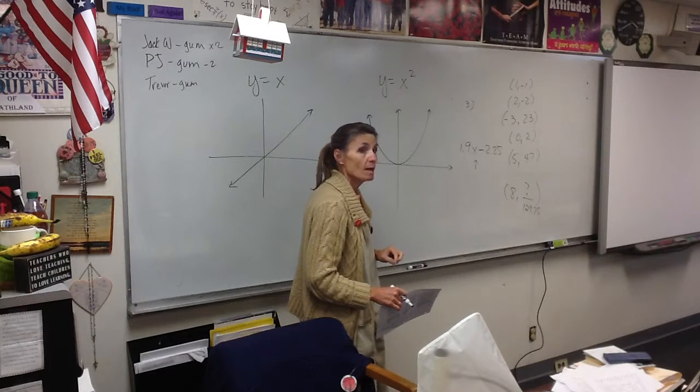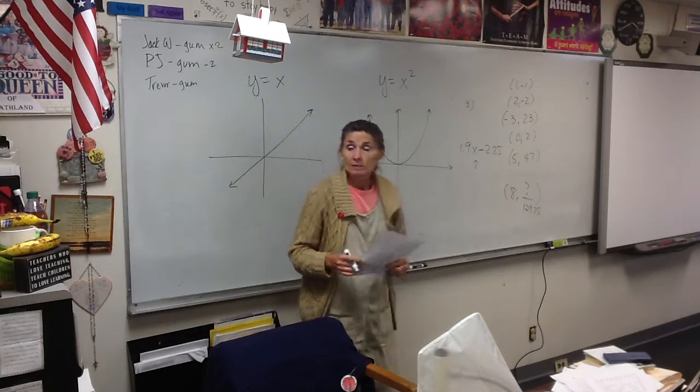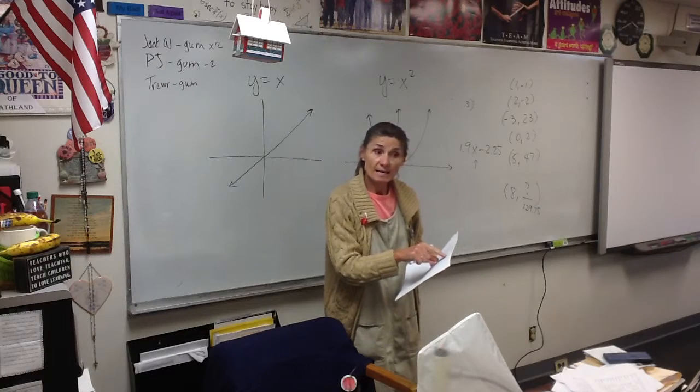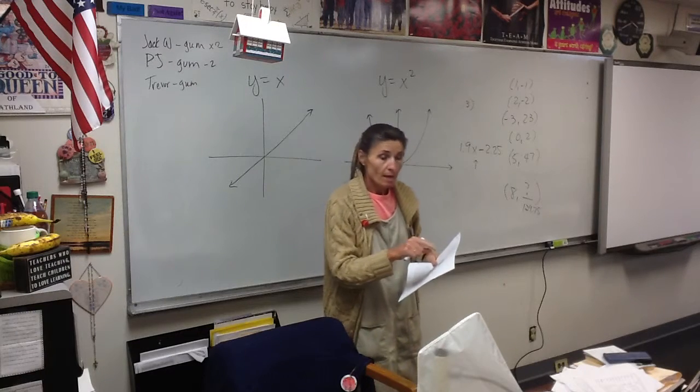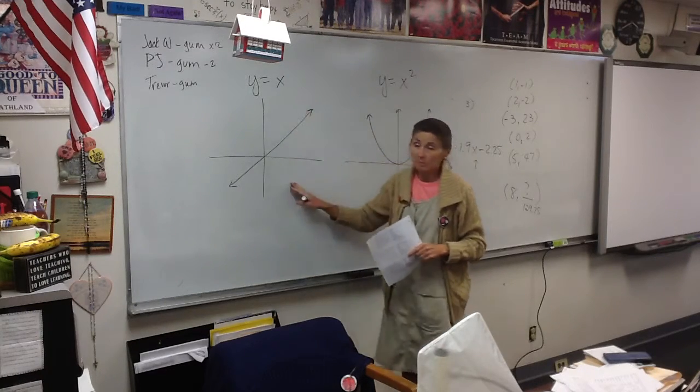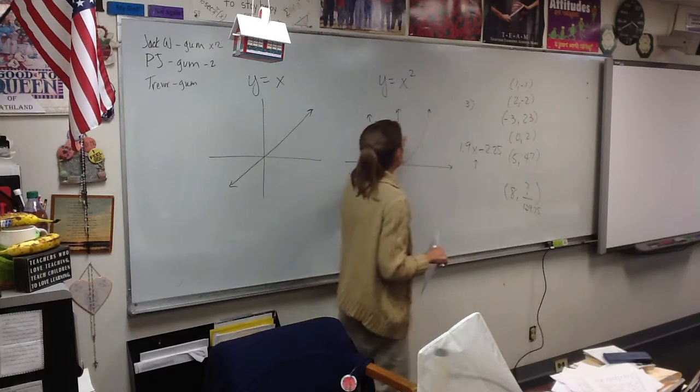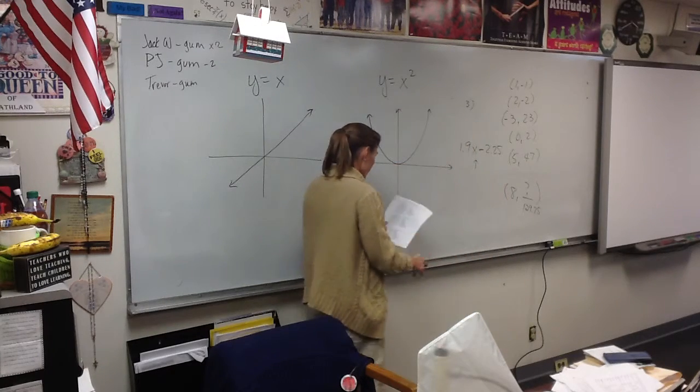What was the first one called again? The names are on here, it's called the identity function. Oh, okay. And it's this equation and this picture. This is the squaring function, this equation, this picture.